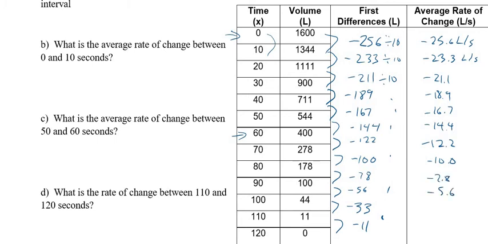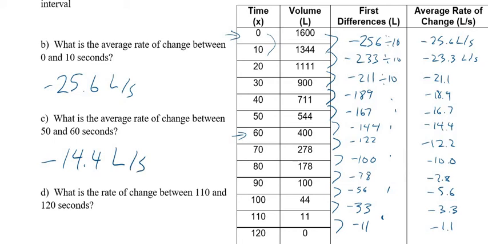Negative 5.6, negative 3.3, negative 1.1. So that is kind of interesting. When we break it up over smaller intervals, we get very, very different numbers. So to answer these questions really quick, over 0 to 10 seconds, the average rate of change is negative 25.6 liters per second. For 50 to 60 seconds, it's going to be negative 14.4 liters per second. And between 110 and 120 seconds, we get negative 1.1 liters per second.